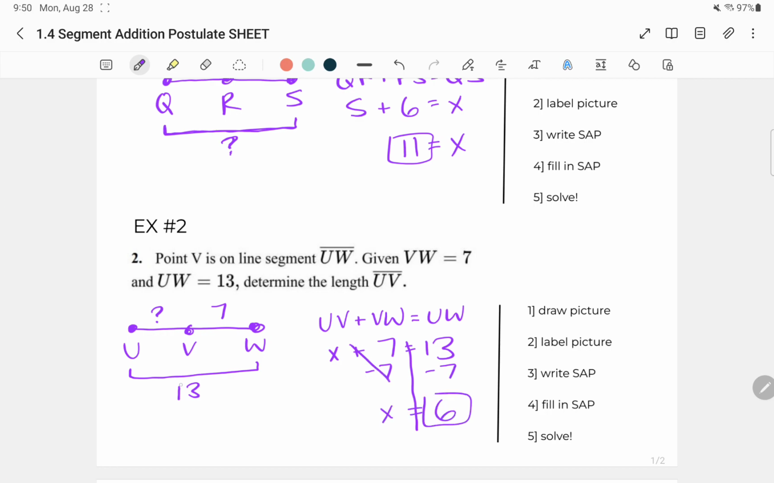And doesn't that make sense, right? If the whole thing is 13, this part is 7. Doesn't that mean I'm just going to subtract 13 minus 7 to get this missing part right here, which is 6? All right, so now let's go to example number 3.